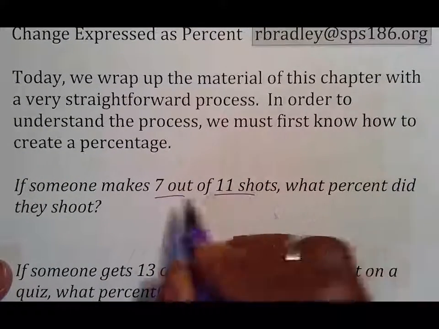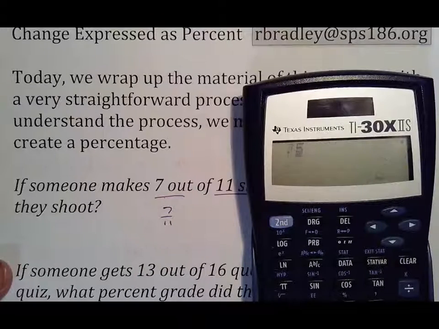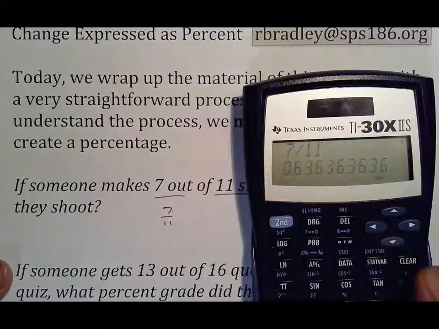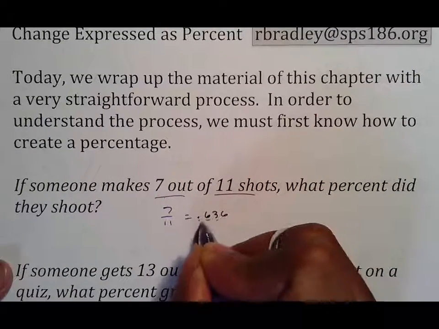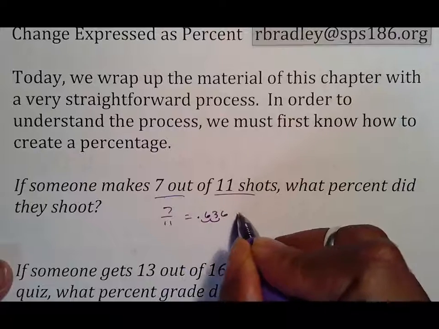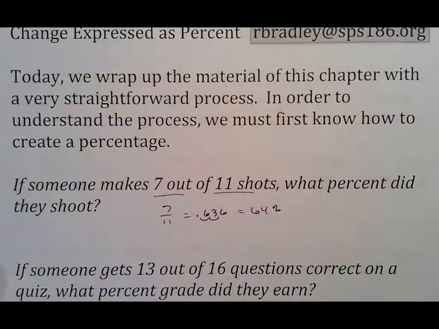7 out of 11, remember that's the part, that's the whole. We simply put 7 over 11. You do the division. You get 0.636, which if you move that 2 spots means that would be 64%. Remember that 6 bumps the 3 up to the next number.